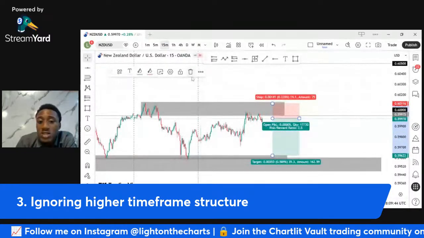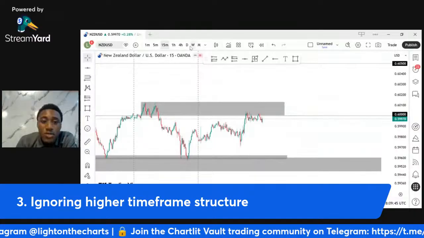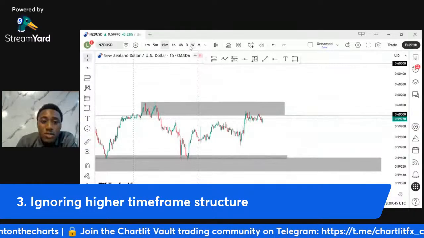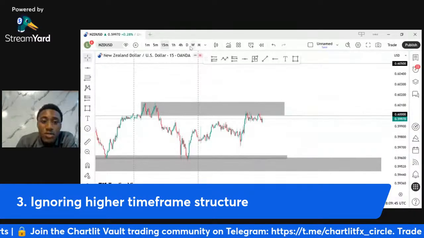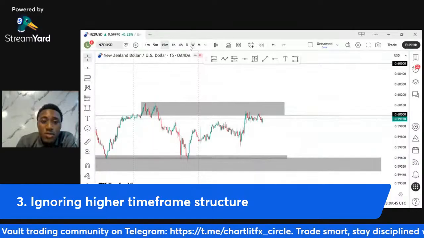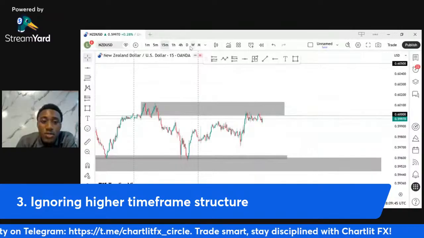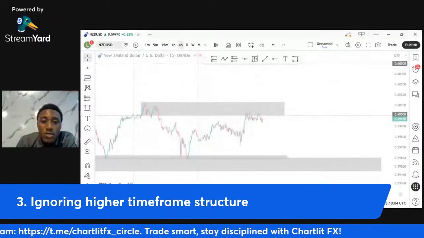So you have to actually pay attention to where the market structure is. Where is the bias of the market?